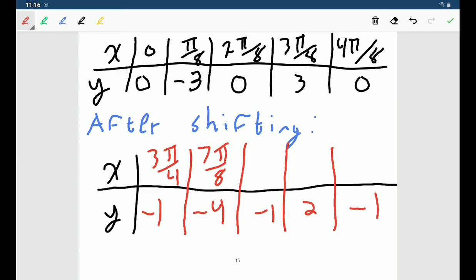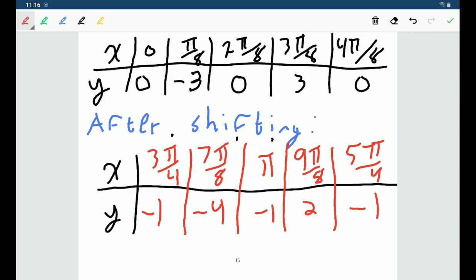Something to notice here, this also may help you with your calculations. My tick marks are still going up by pi over 8. Notice that this 3 pi over 4, that's 6 pi over 8. This is 7 pi over 8. The next one should be 8 pi over 8. And, of course, 8 pi over 8 is the same thing as pi. The next one should be 9 pi over 8. The next one should be 10 pi over 8, which is 5 pi over 4.